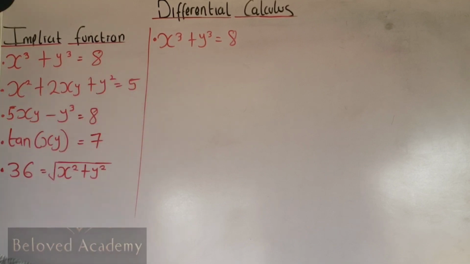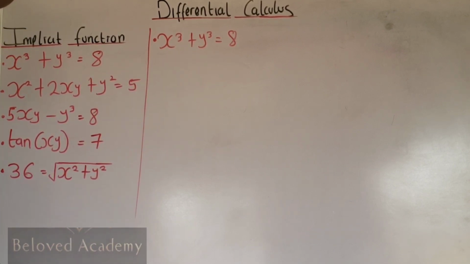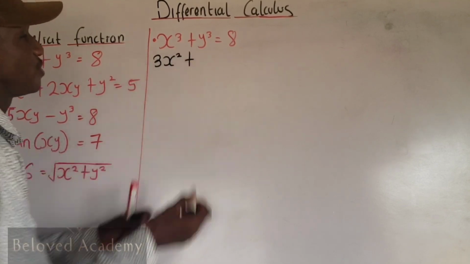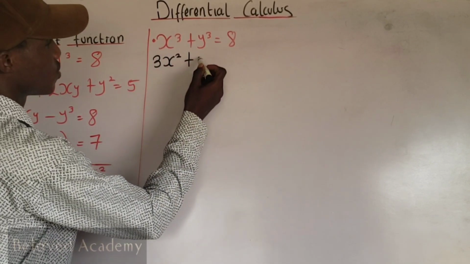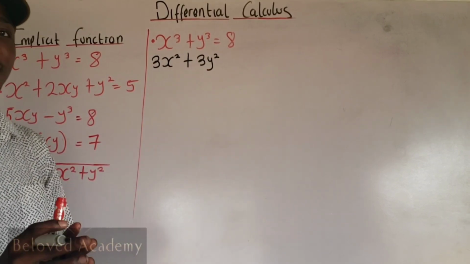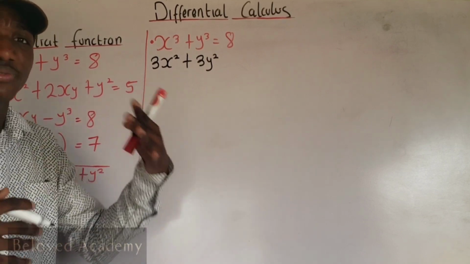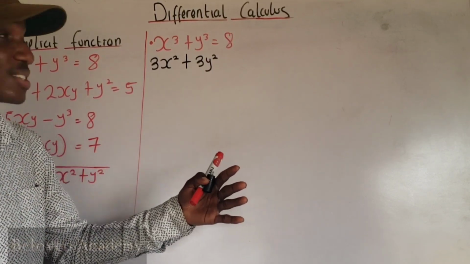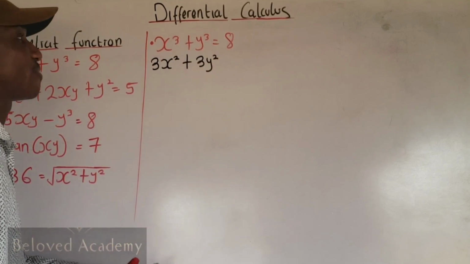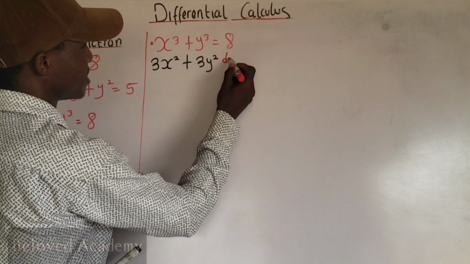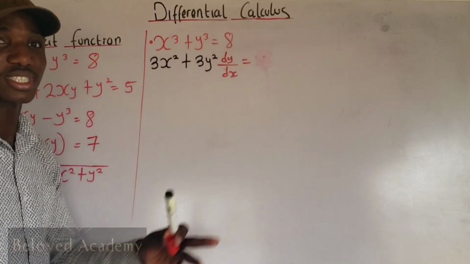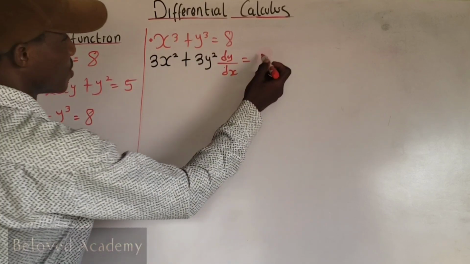So now let us differentiate x raised to the power of 3. If you differentiate x raised to the power of 3, you are going to have 3x raised to the power of 2 plus, if you differentiate y raised to the power of 3, 3y raised to the power of 2. Because anytime you differentiate y, you are going to add dy/dx, because the goal of the question is to differentiate y with respect to x. So I'm going to multiply by dy/dx. Equals, if you differentiate a constant, you're going to have 0, so equals 0.